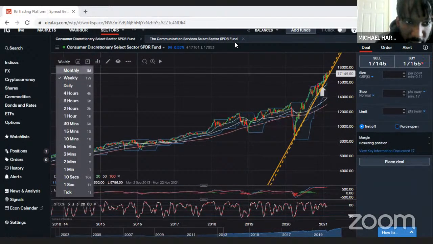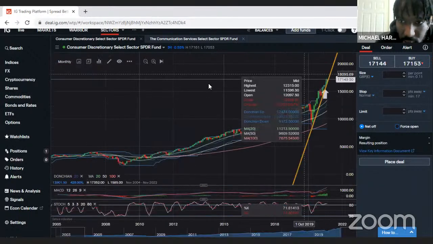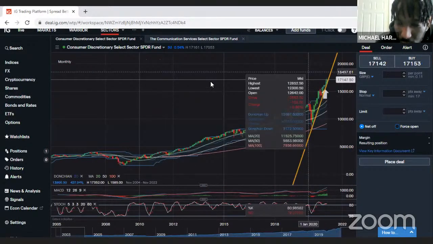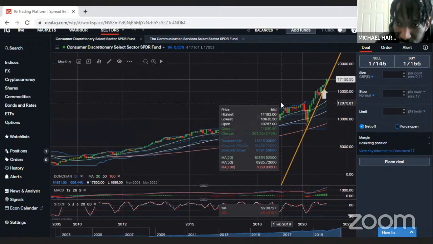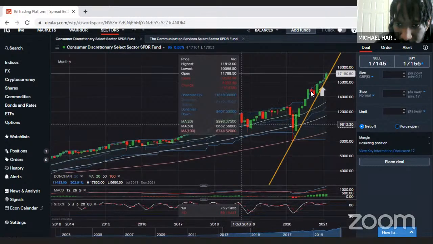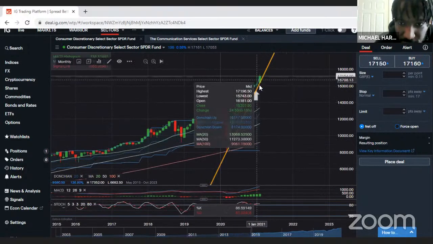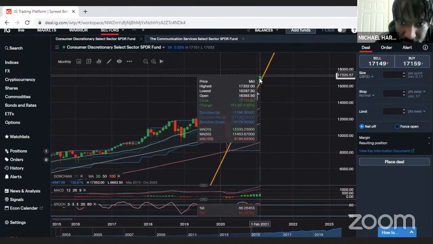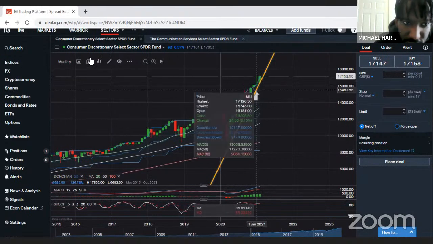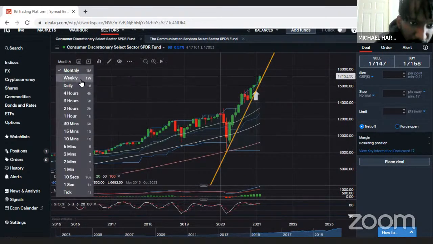So XLY on the monthly looks like that, which is really nice. So again, perfectly when we can see it on the monthly. That is a nice point to enter. It's moving up, and it's got a really nice trend line. Just look at it on the weekly quickly.